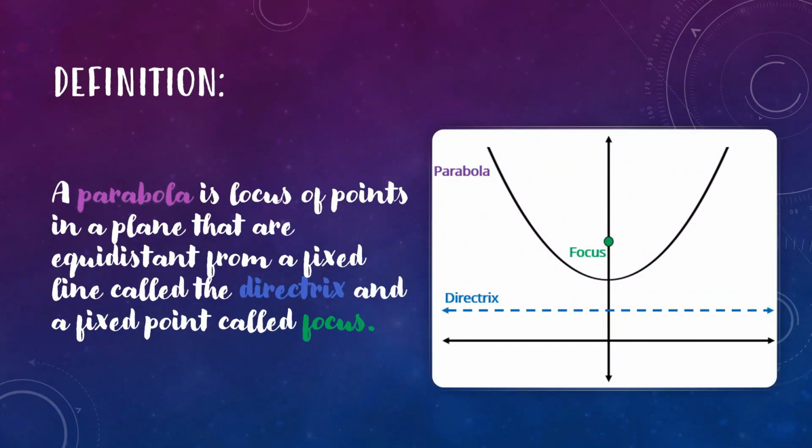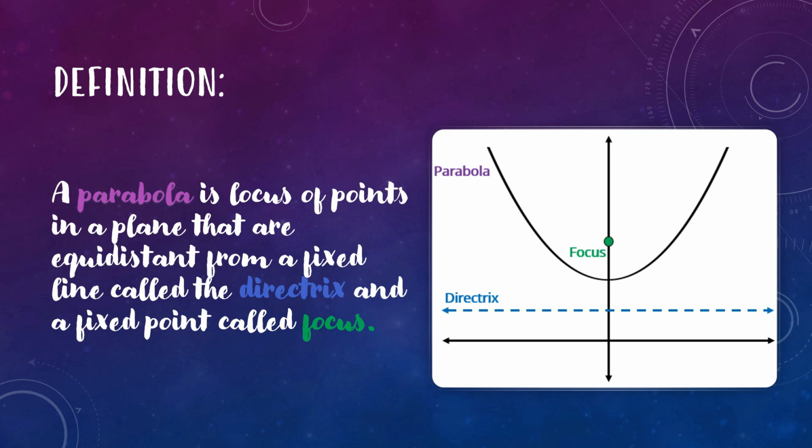So okay, let's start with the definition of a parabola. A parabola is a locus of points in a plane that are equidistant from a fixed line called the directrix and a fixed point called the focus. So we have here an example. Kanang block curve class, kanang murag suwang, kanang block curve, that is what we call the parabola.